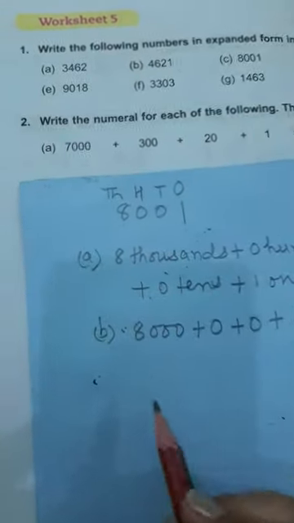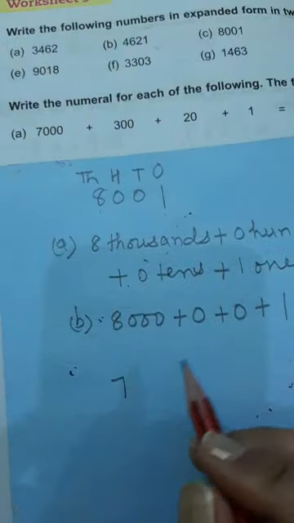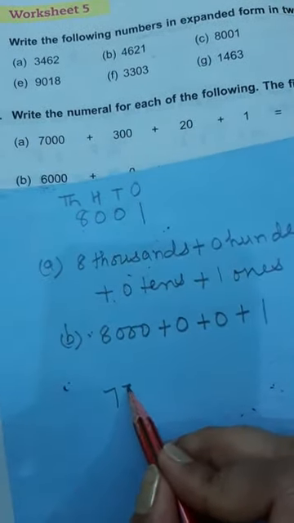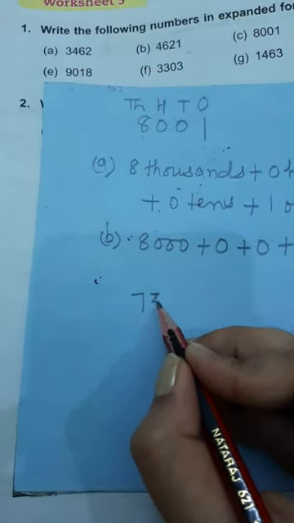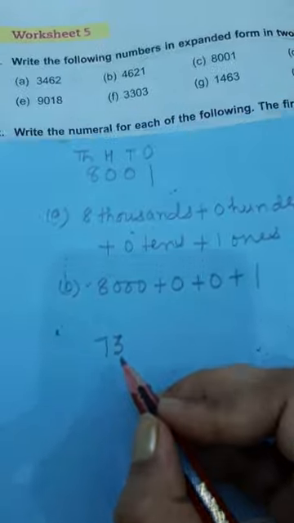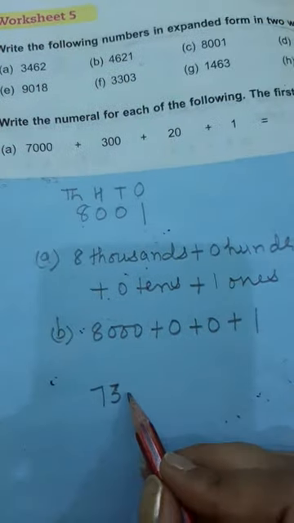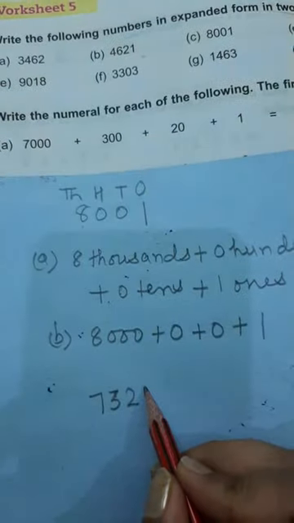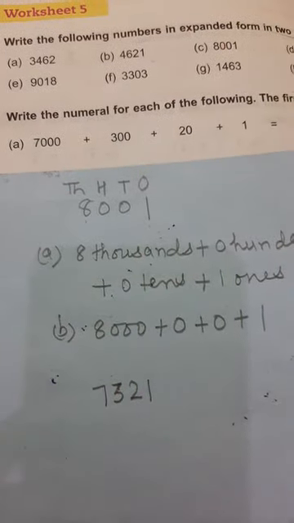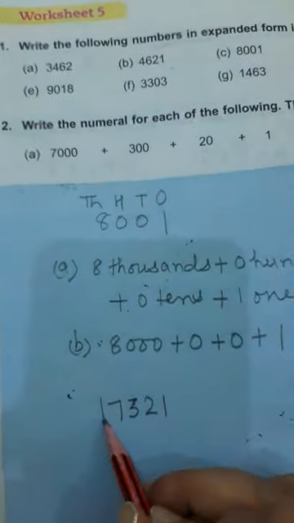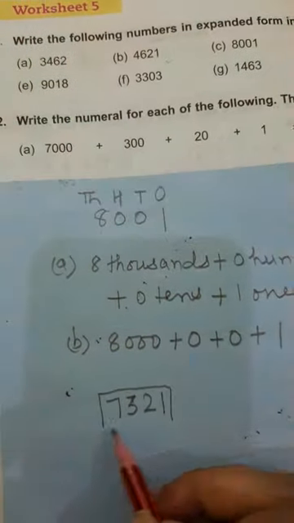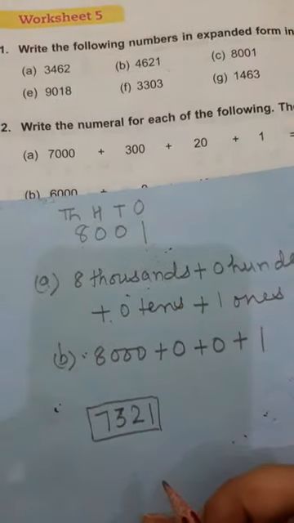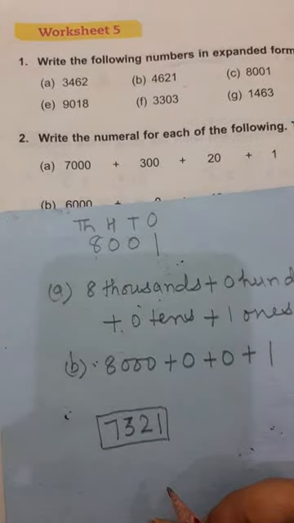What would be the number? This is 7 is at thousands place, 3 is at 100 place, and 20, that means 2 is at tens place, and then 1 is at ones place. So this is your number. In the similar way you can solve this question number second also.